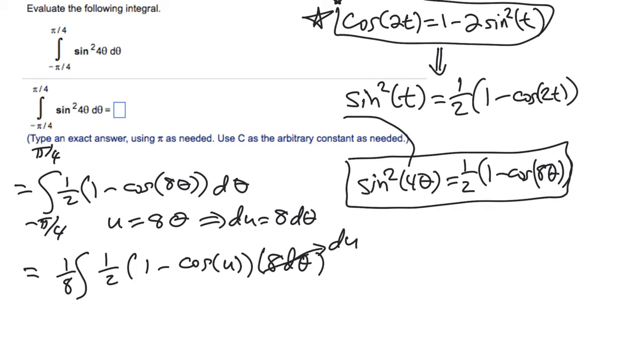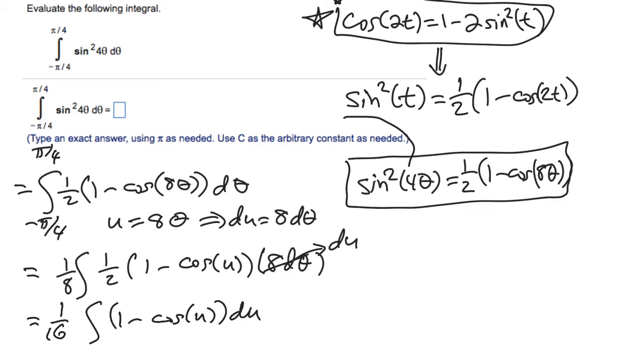And so let me clean it up a little bit. I have a 1/8 and a 1/2 sitting there. So I'll say 1/16 integral of 1 minus cosine u du. And now it looks not bad at all.